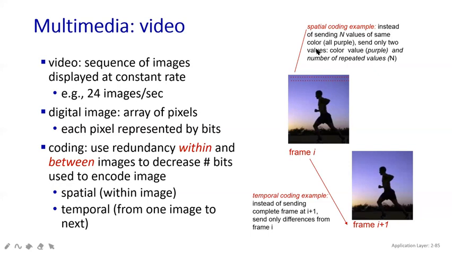Instead of sending n values of the same color like purple, send only 2 values: purple and the number of repeated values. So how has this digital image been designed in the coding part? You just send the n number of values. Whenever we send the n number of values, let's take that color to be purple. So whenever we send the color as purple here, you just repeat the same values.